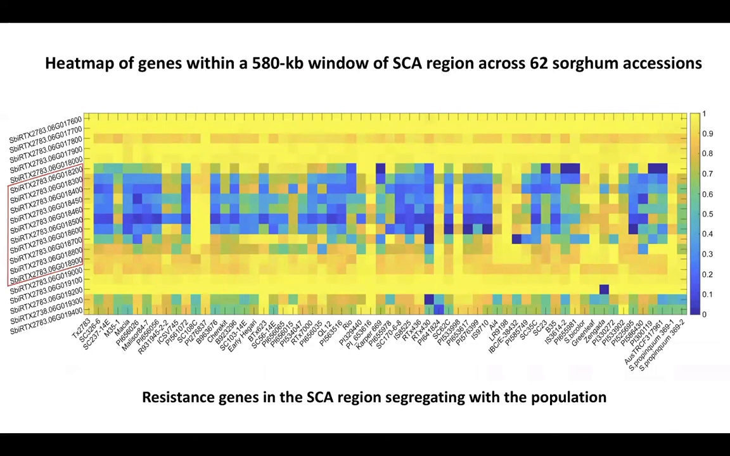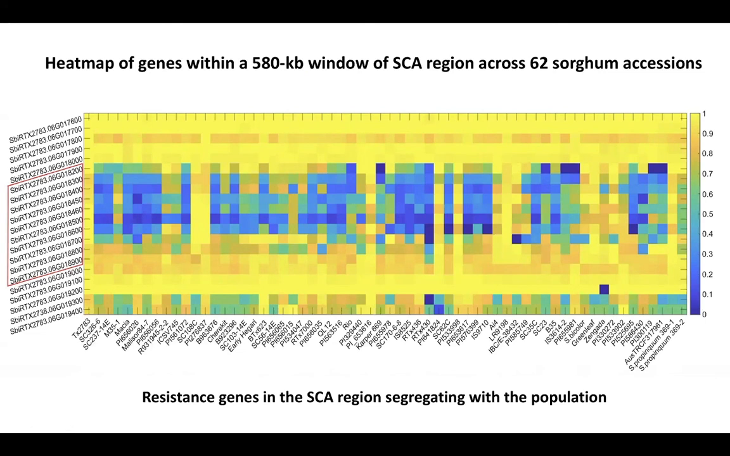And then we looked at the population data for these 10 gene clusters. We can see that the 10 gene clusters are actually segregating with the population, compared to the genes upstream and downstream of the 10 gene cluster.